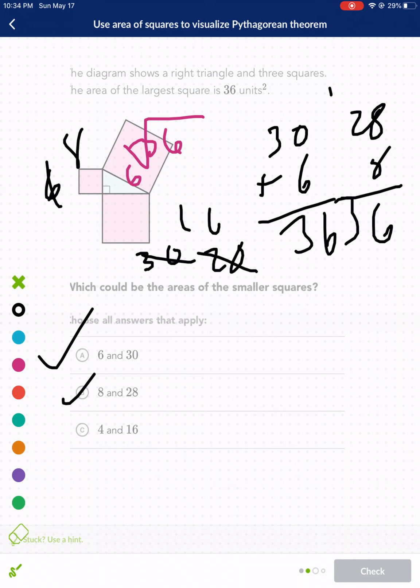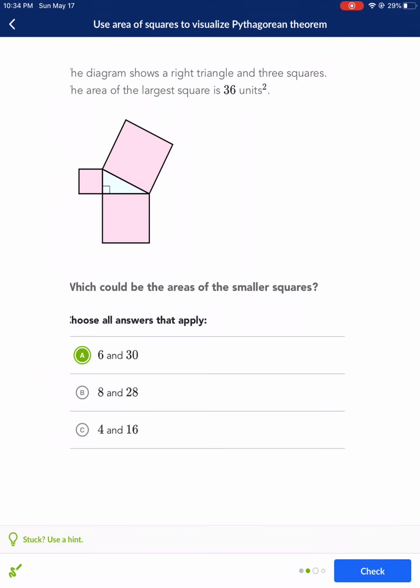If this was 16 and this was 4, 16 plus 4 would be 20. So that would not check. So we would just have A and B as our answers.